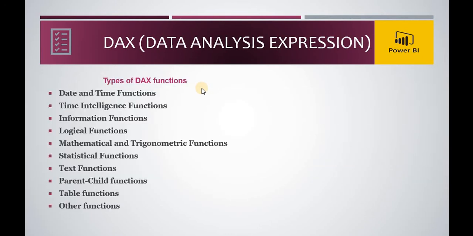Now let's understand how many types of DAX functions are available. We have types like date and time functions, time intelligence functions, information functions, logical functions, mathematical and trigonometric functions, statistical functions, text functions, parent-child functions, table functions, and other functions. Under every category there are different functions available. You can see all those functions available in the specific category.